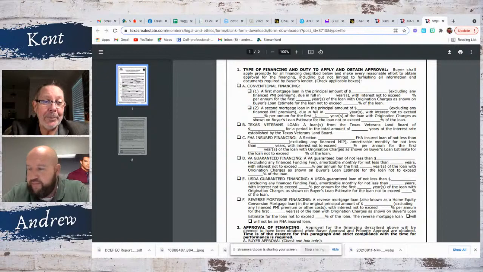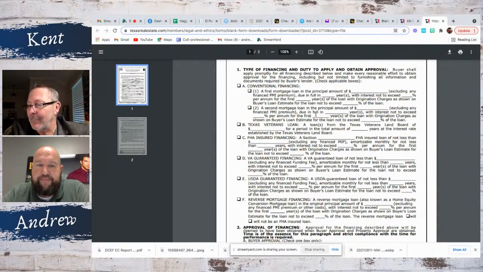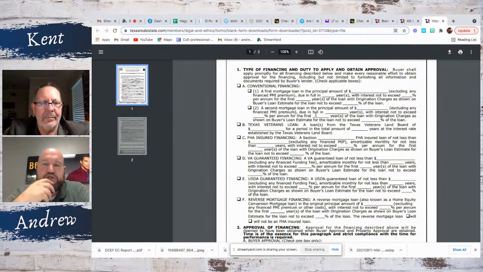And it makes me concerned about how well the rest of the deal is going to go if you can't even hit this simple piece of the puzzle. Absolutely. Now the second part of Section A is not seen as often as it used to be. We used to have a lot of 80-20, 80-15-5 loans. You definitely don't see them as much as you used to. If there was a second mortgage loan, you would put the same information in the second section.